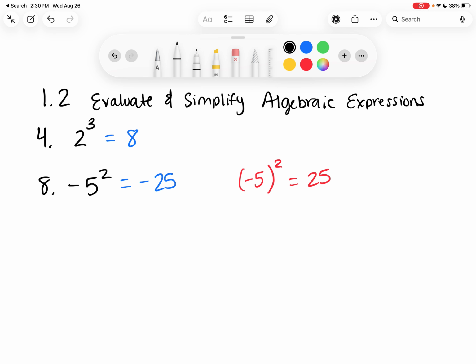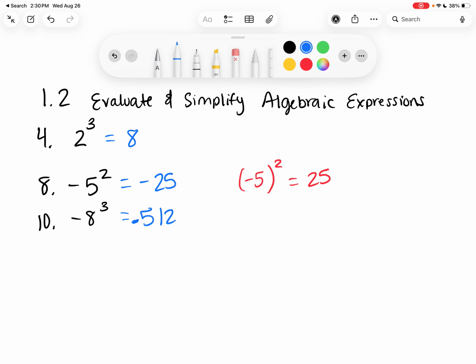So number 10, -8 cubed. It's 512. And this would be negative as well.